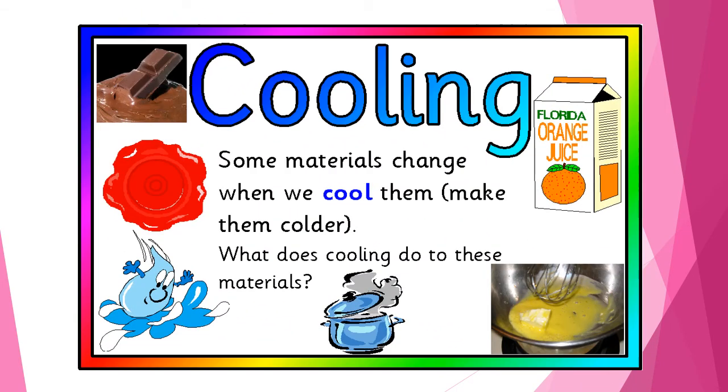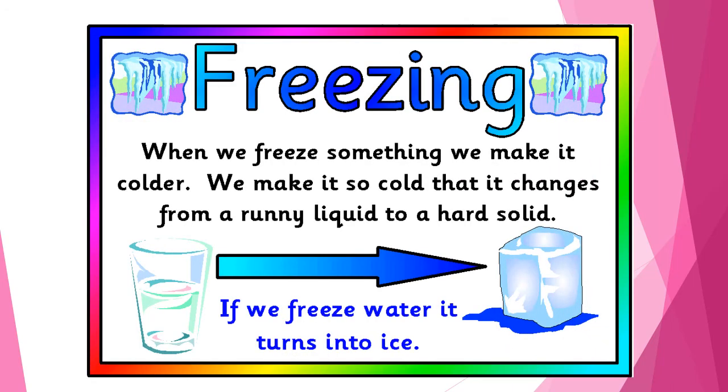The next step in changing of materials is cooling. Some materials change when we cool them. We make them colder. What does cooling do to these materials? Cooling means the changing of temperature of that particular materials or objects. Example is the orange juice and the water. When we put them into the refrigerator, the temperature of the juice and the water starts to become cold.